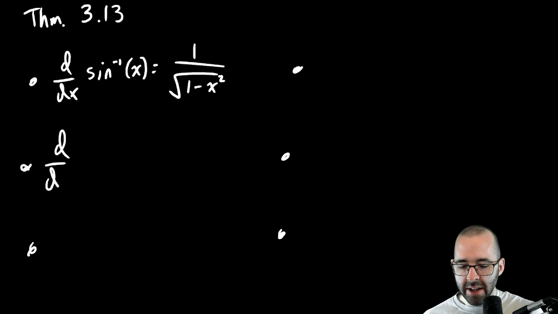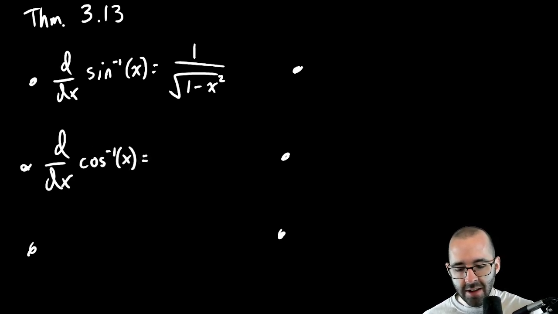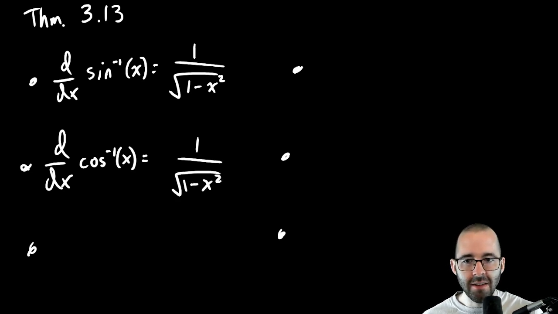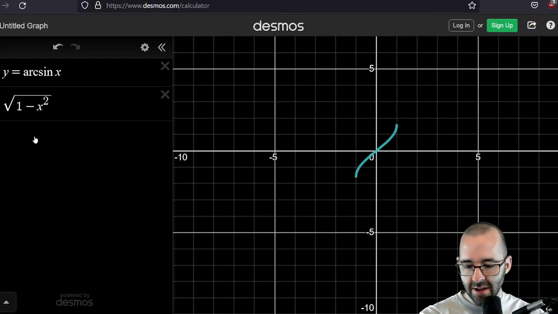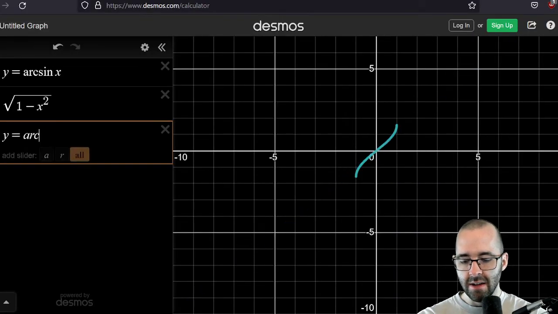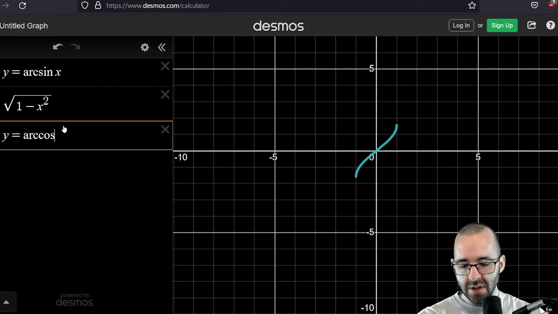Well, cosine is kind of funny. Arc cosine, inverse cosine. We just copy the exact same formula and add a negative. Look at why that's the case. Let's look at the graph. Inverse sine and inverse cosine.